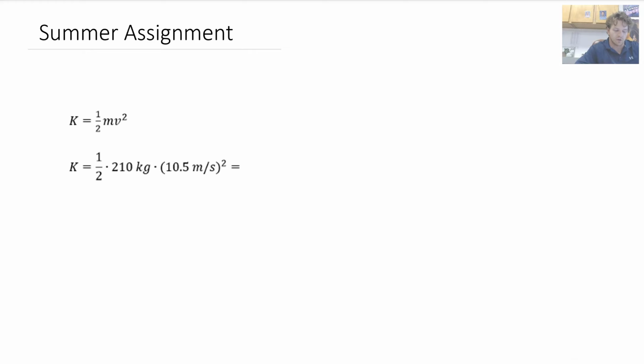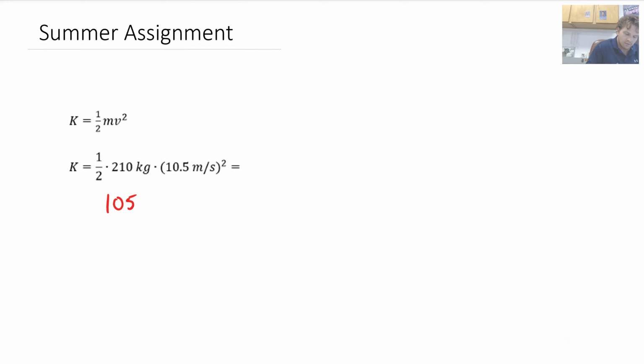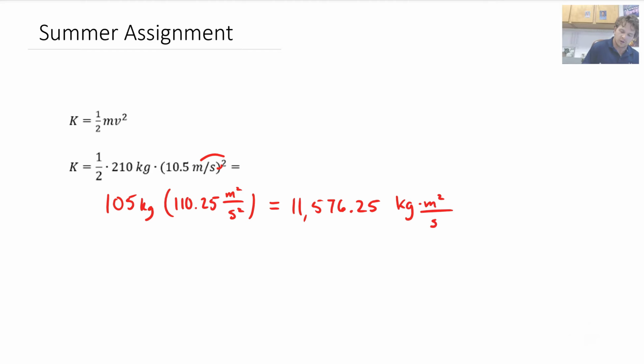So 1/2 mv squared. 1/2 times 210 is 105 kilograms. And then 10.5 meters per second quantity squared is going to give us 110.25, and then all the meters and the seconds are squared. So meters squared over seconds squared. And all of that ends up giving us 11,576.25 kilograms times meters squared over seconds squared. So our final answer would look like that.